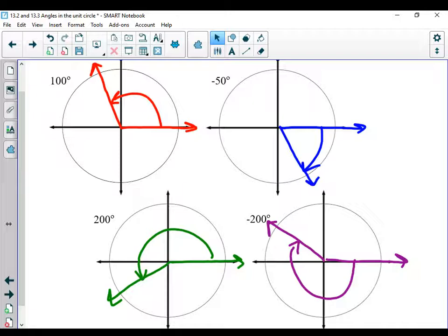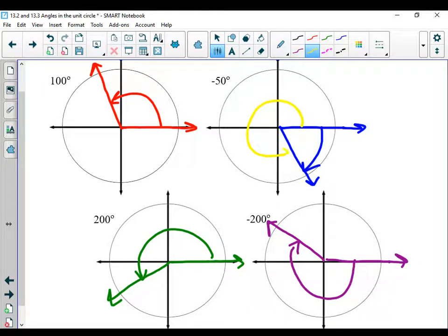How much? 310. How'd you get that? 360 minus 50. Okay, add 360 to it. Or you could have said 360 minus 50 as well. Okay. So that one would look like that, 310 degrees.